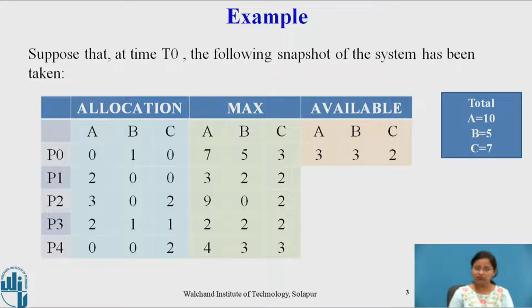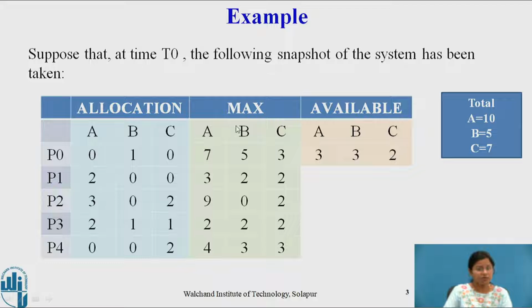Now what is the allocation matrix? Allocation matrix gives the number of instances of resources allocated to each process. So as we can see here, for process P0, one instance of resource type B is allocated. For process P1, 2 instances of resource type A are allocated. For P2, 3 instances of A and 2 instances of C are allocated. For process P3, 2 instances of A, 1 instance of B and 1 instance of C are allocated. And for process P4, only 2 instances of C are allocated.